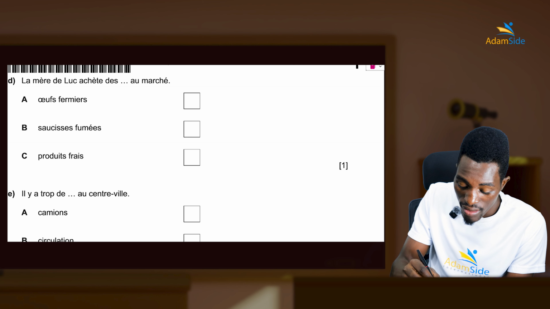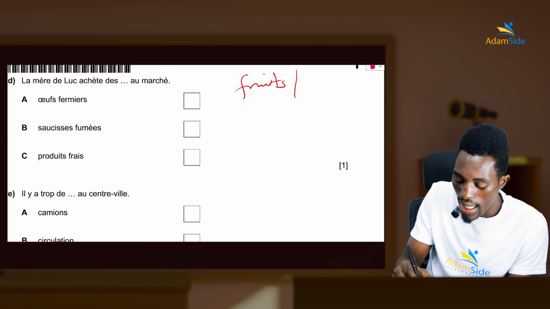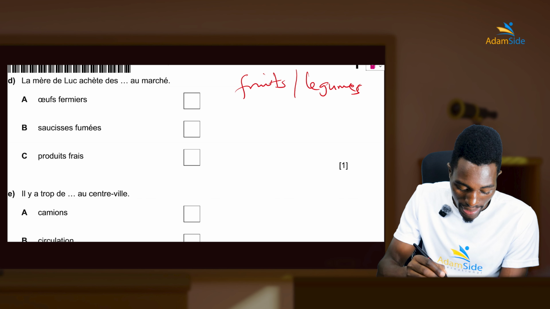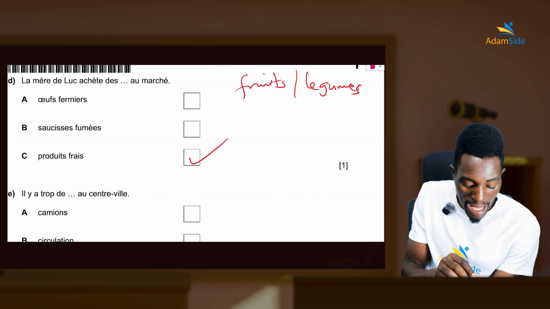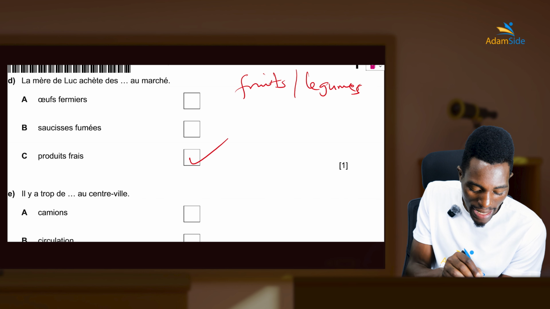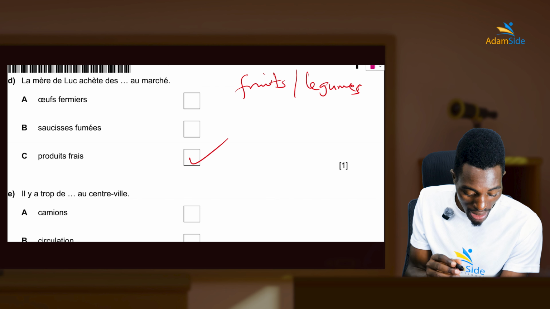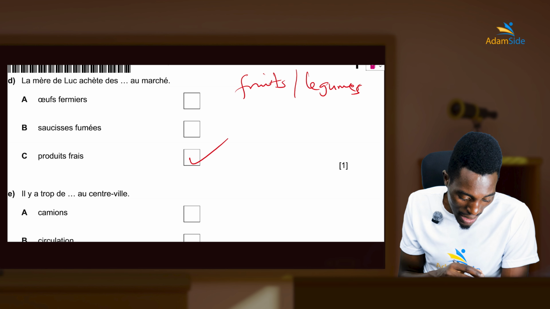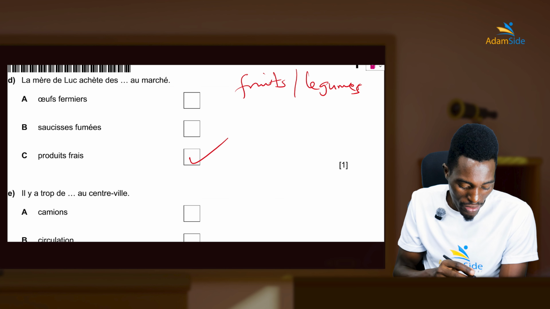We have said that she is buying what? Fruits, les fruits et légumes. Légumes is vegetables. So if I get back here, it will be C, des produits frais, the fresh product. It cannot be F. F is eggs. So he's not buying eggs. Saucisse fumée is not a correct answer because it has not been mentioned in the text. Fumé is like vaporing.